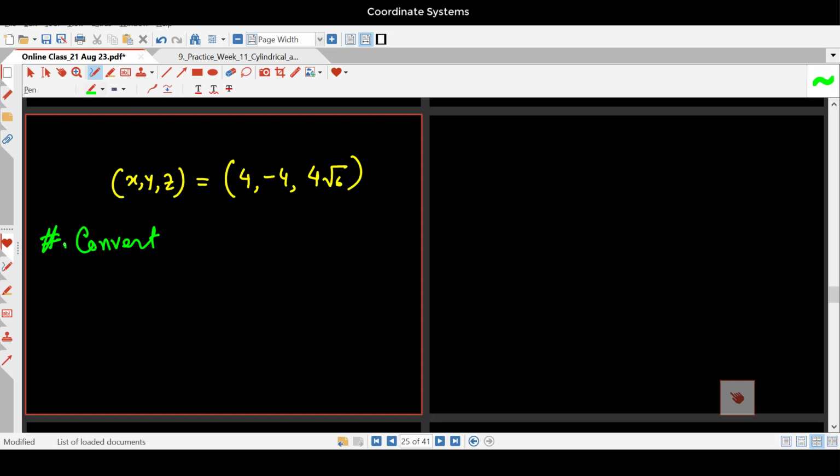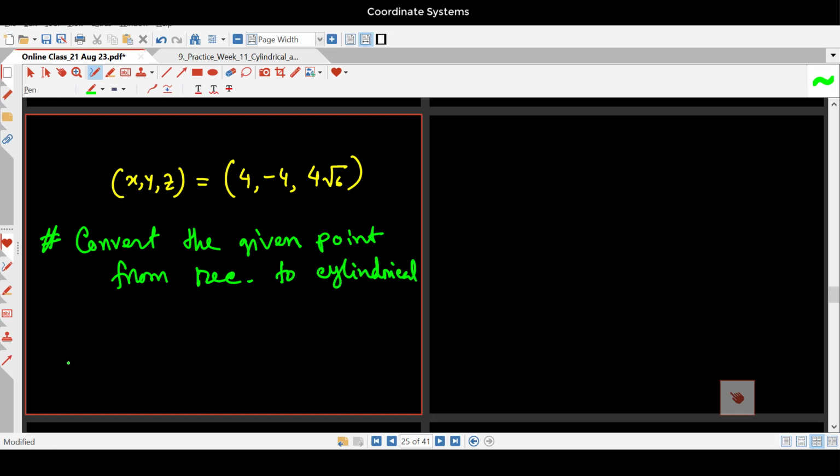So there are two targets that we are taking here. First of all, we have to convert the given point from rectangular to cylindrical. At the same time, we have to convert the same point to spherical.